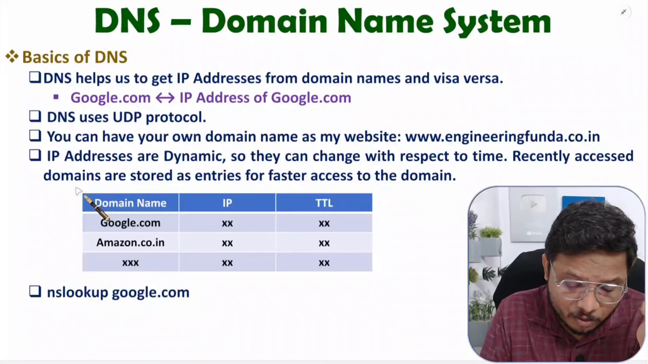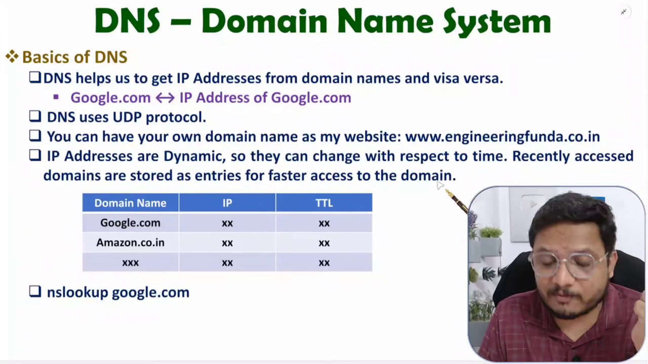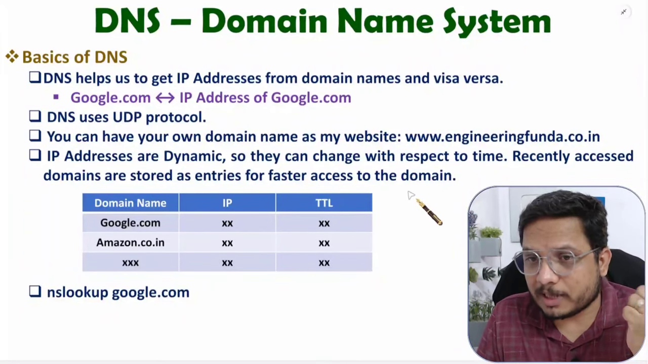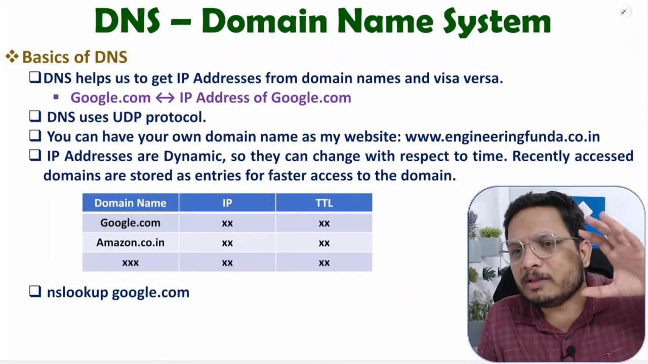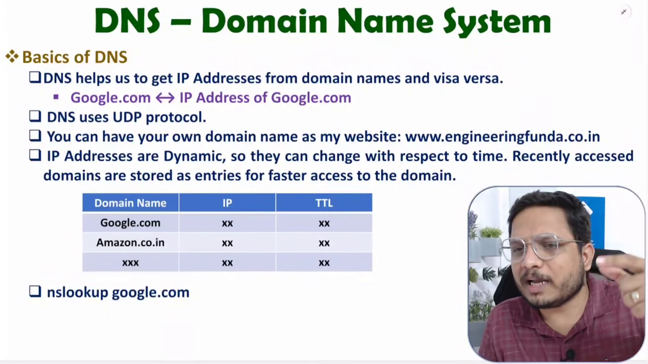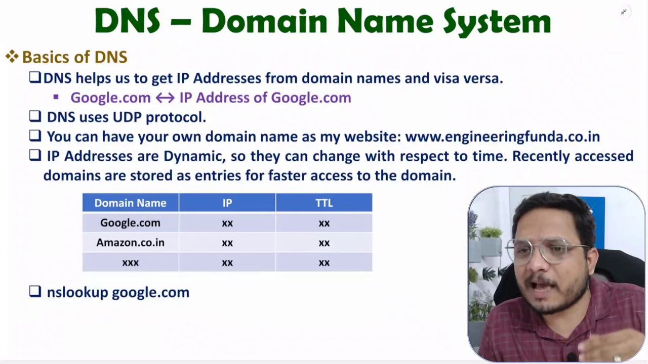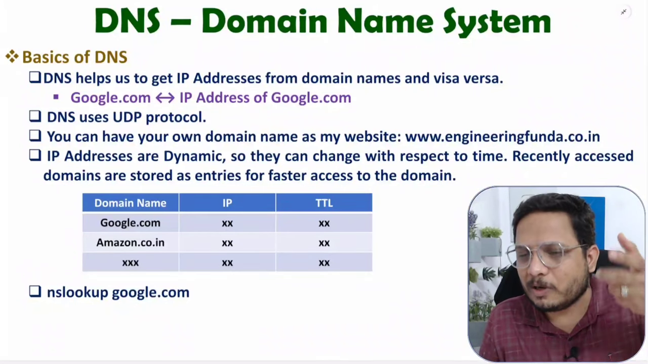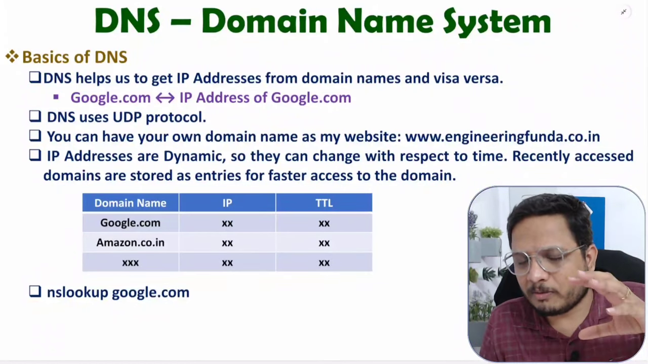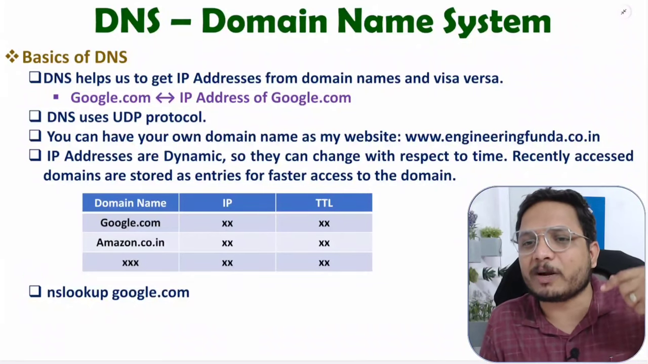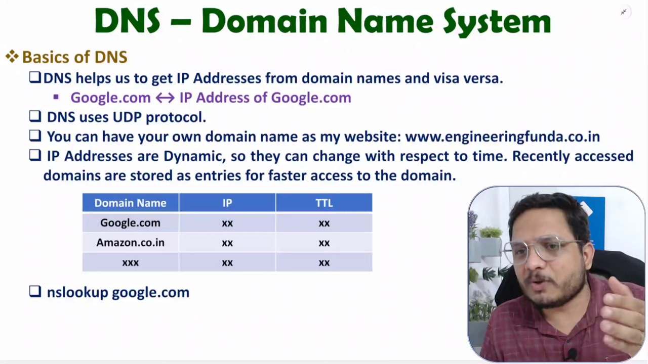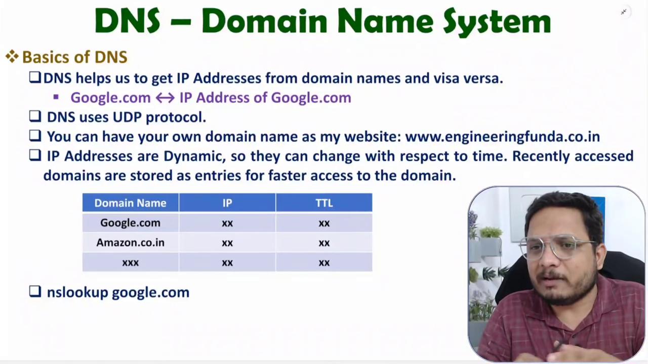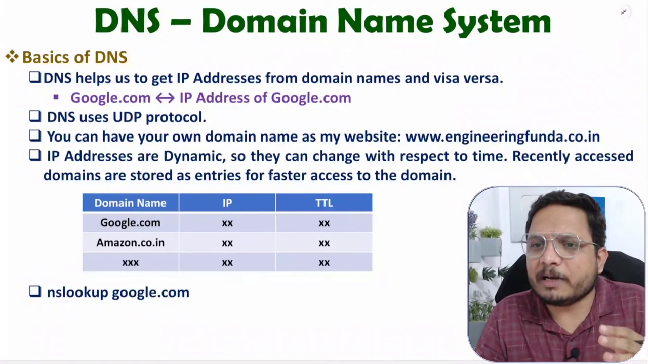Recently accessed domains are stored in entries for faster access to the domain. So recently accessed domains are stored on your system, right? And based on that, you can have faster access. The reason is that every time you cannot ask for the IP address for the domain name you have. One time you can ask for the IP address, and once you have it, you just store it in entries. It will not change immediately, right? It will take some time.